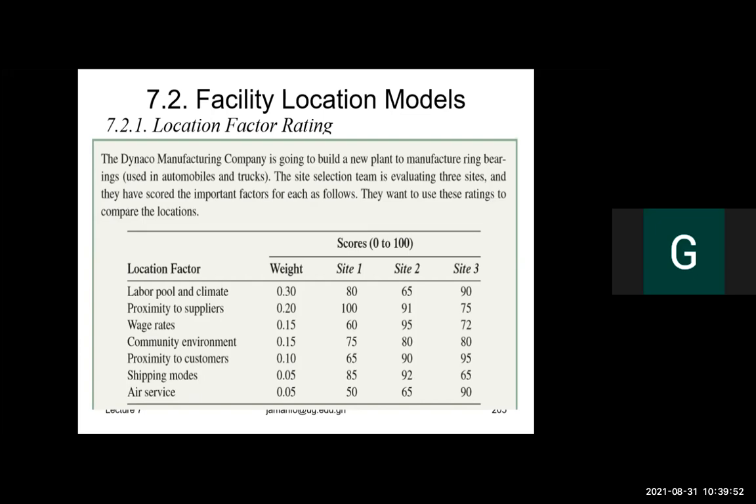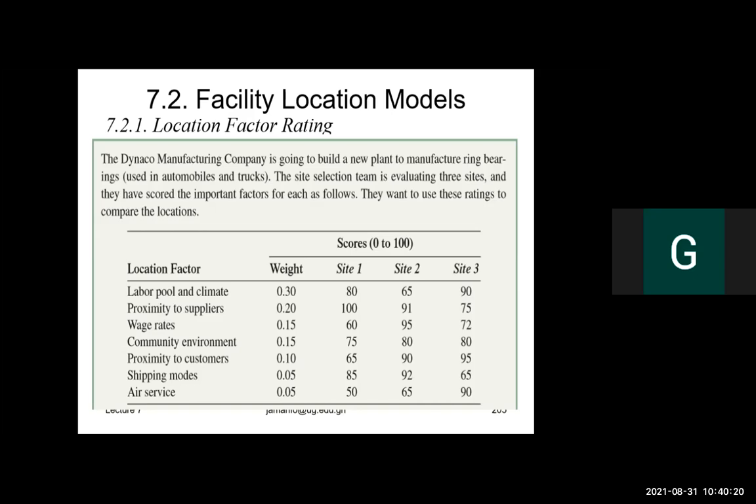So we have the location factor, that is labor pool and climate, and the weight is 0.30. Site one is 80, site two is 65, site three is 90. Then we have proximity to supplies, and the weight is 0.20. Site one is 100, site two is 91, and site three is 75.